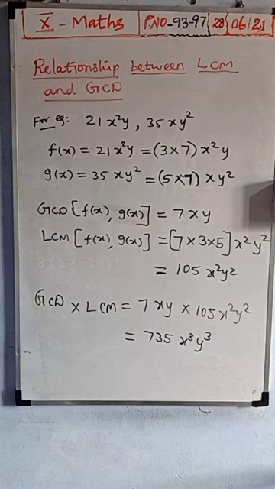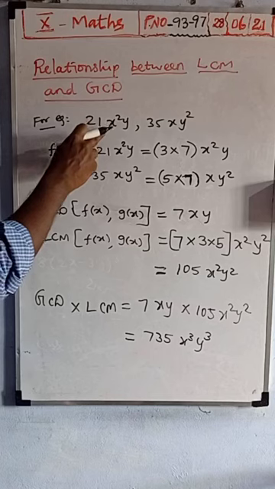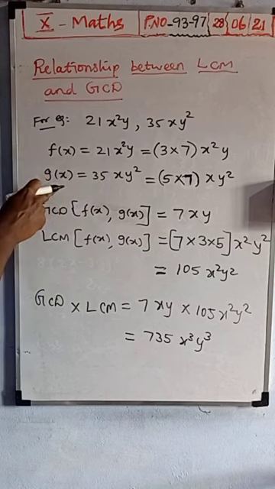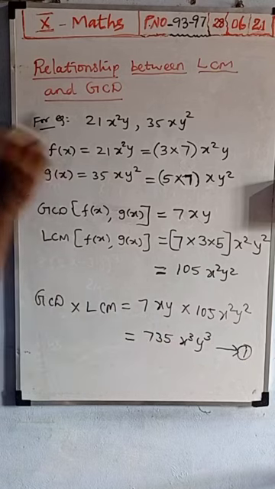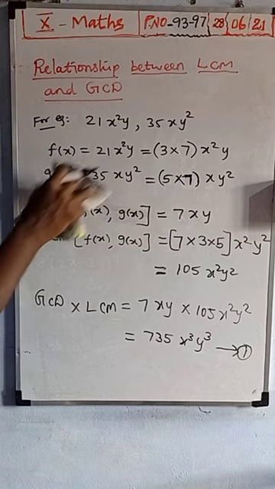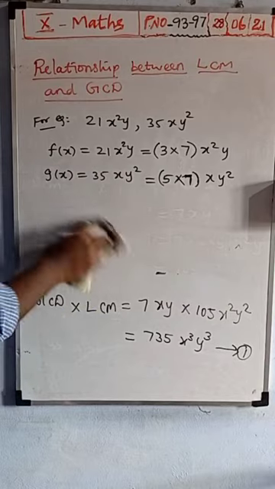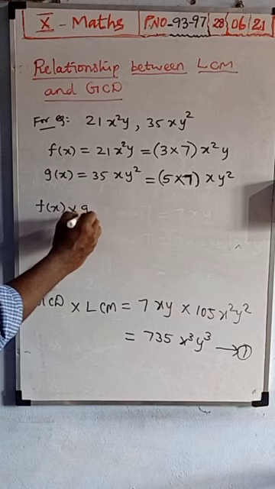As it is, we first chose these algebraic expressions: the first one is f of x, the second one is g of x. Now, you should multiply f of x into g of x.